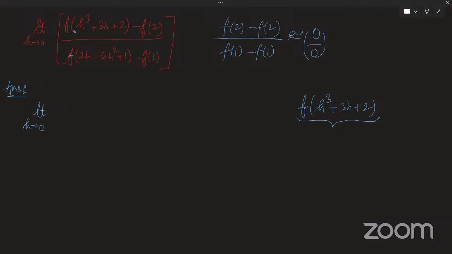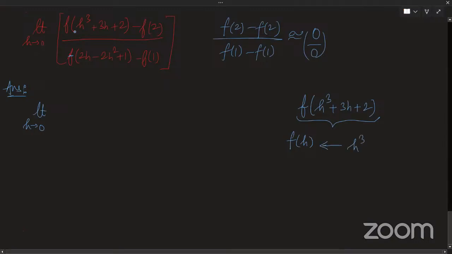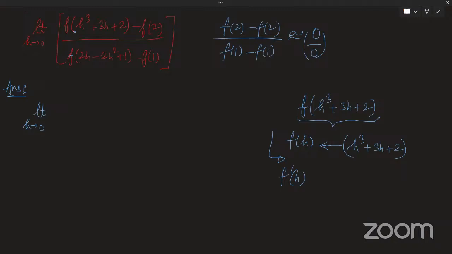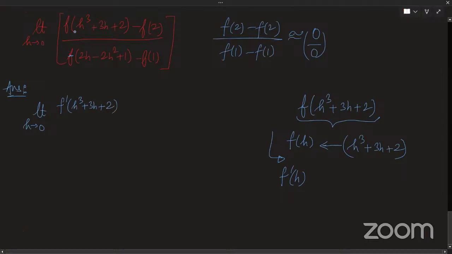Inside f of h, h cube plus 3h plus 2 is inserted. Great. So you approach from the outermost side, you get the first function as f of h. The derivative of f of h is f dash h. So what will be the first term that you write? f dash of h cube plus 3h plus 2. Great. Multiplied by. So I completed the first part, I moved inside.